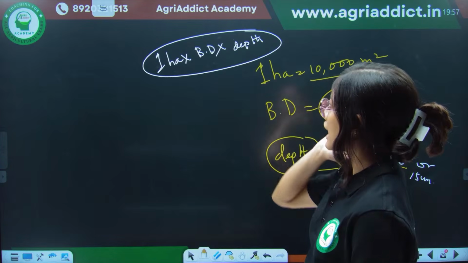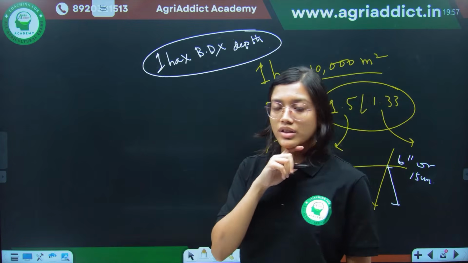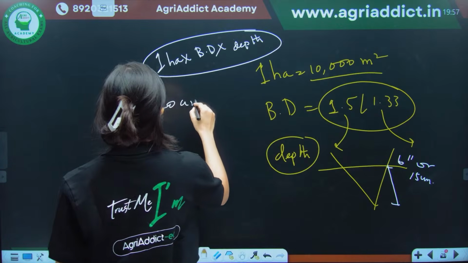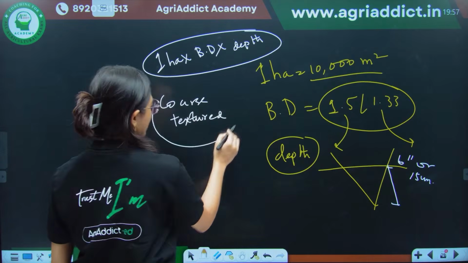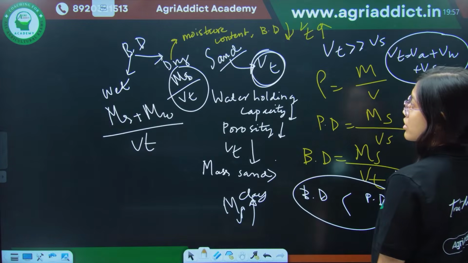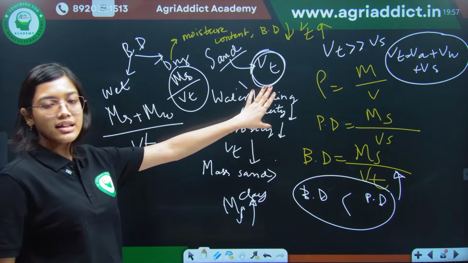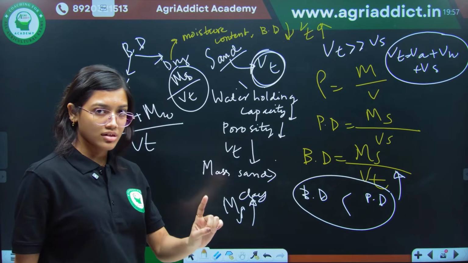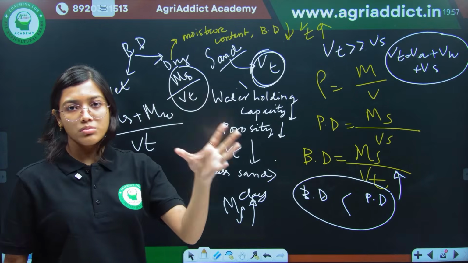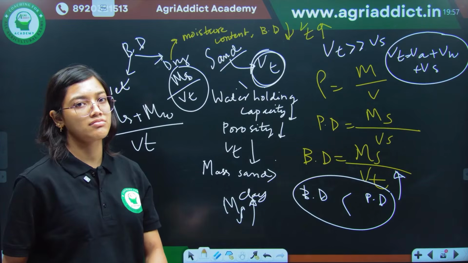Now, in case of coarse textured soils, what I was talking about, let me show you that. In case of coarse textured soil, the sand is there, right? So the water holding capacity of sand is less, the porosity is also less. One thing, the total volume of a sand will always be less than that of clay.